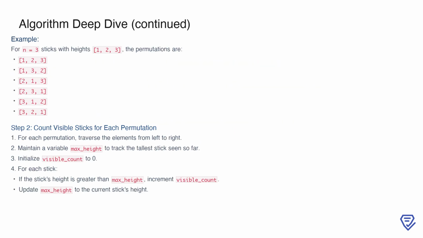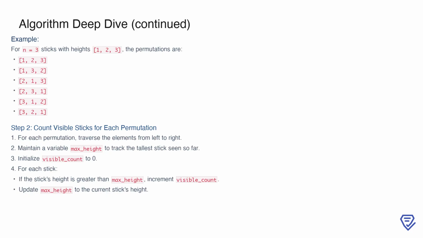Now, let's look at an example to make things clearer. Suppose we have 3 sticks with heights 1, 2, 3. The total number of permutations is 3 factorial, which gives us 6 possible arrangements: 1, 2, 3; 1, 3, 2; 2, 1, 3; 2, 3, 1; 3, 1, 2; and 3, 2, 1.